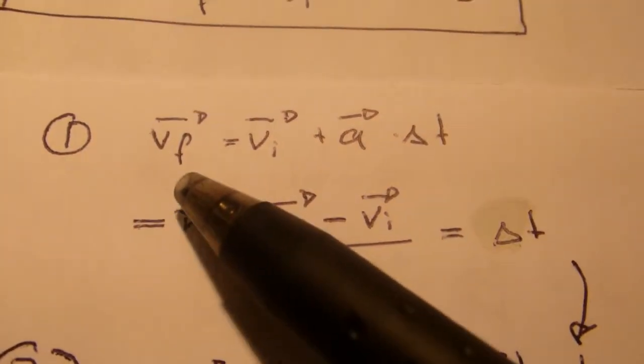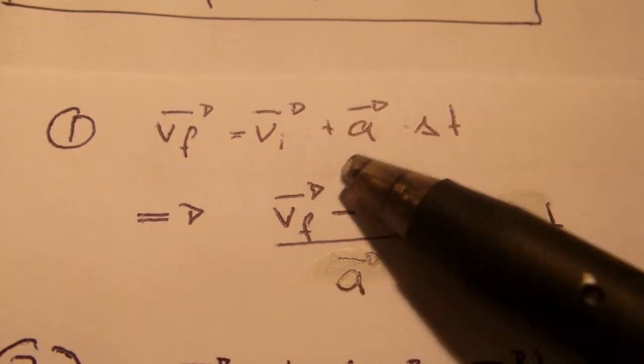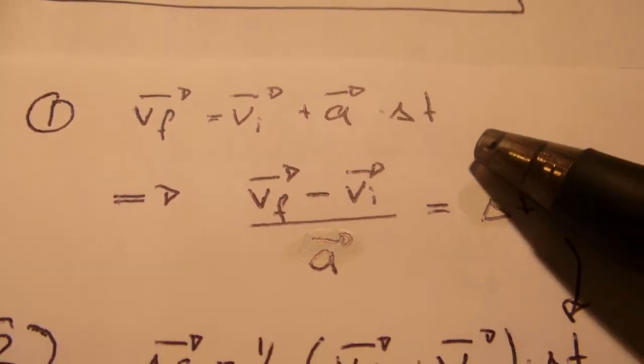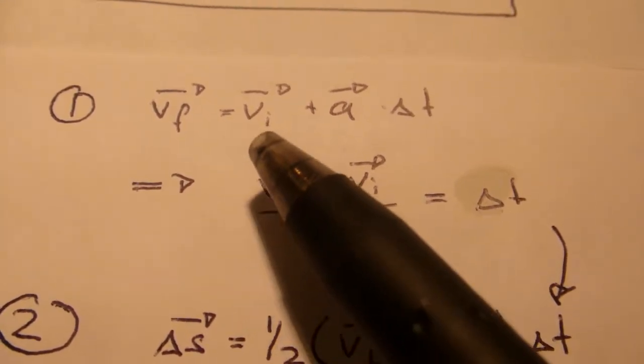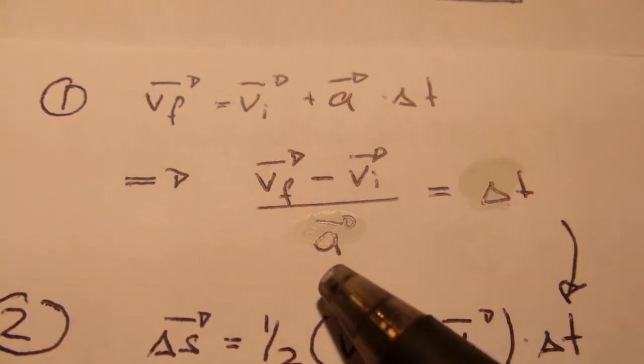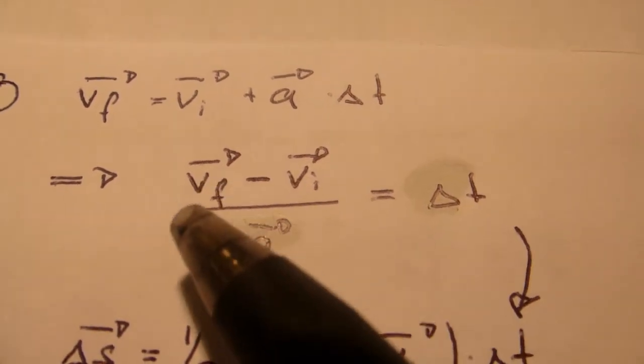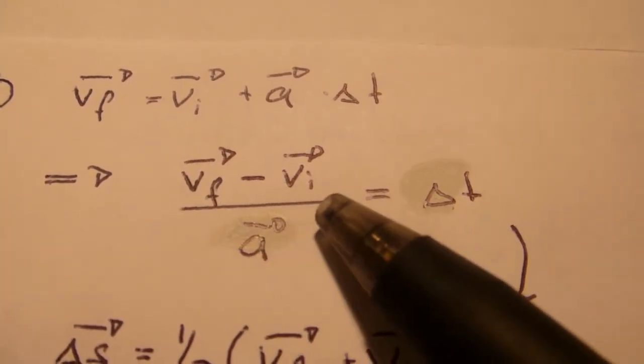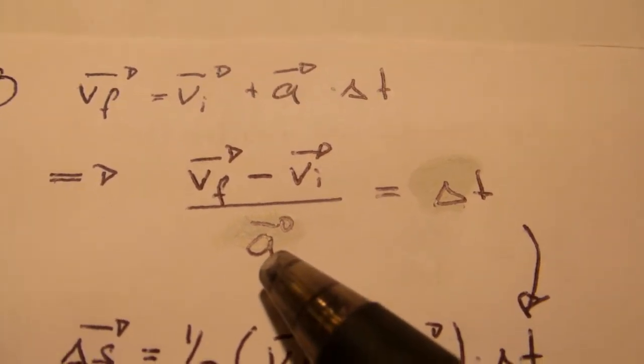First we take number 1, which is V final is V initial plus A times delta T. We take V initial over and divide by A, and therefore we know the change in time is final velocity minus initial velocity over acceleration.